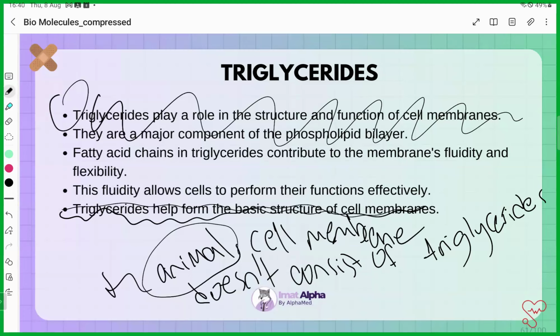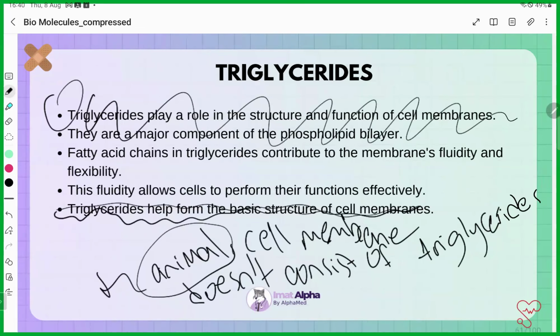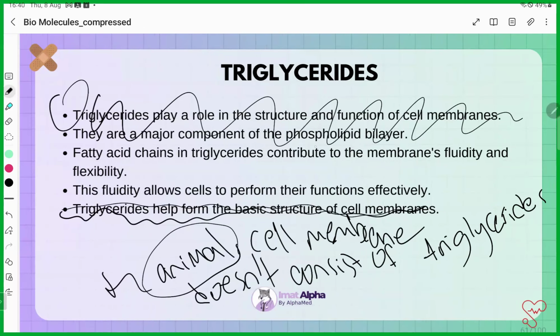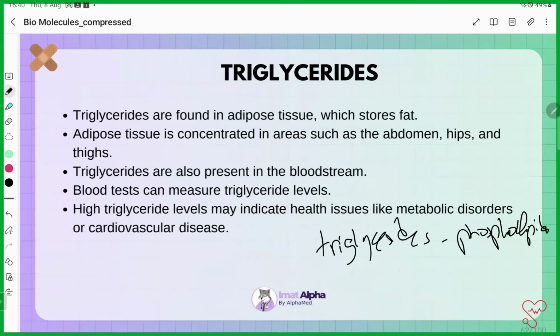So triglycerides, guys, and phospholipids, here it's written that a major component of the phospholipid bilayer. No, triglycerides are something and phospholipids are other things. And I think they have super different structures between them, and they have maybe only one thing inside which is common, a precursor molecule, which is glycerol 3-phosphate, nothing else.